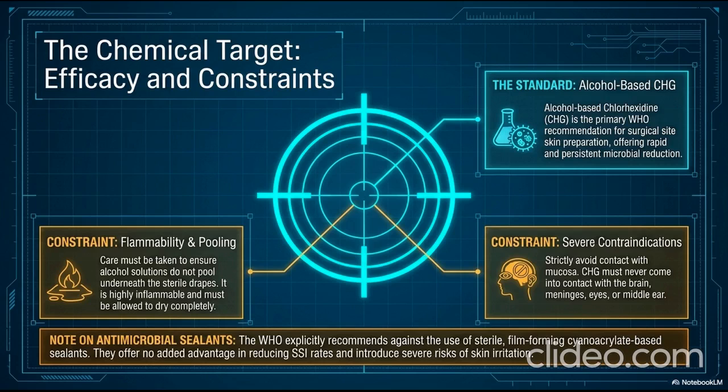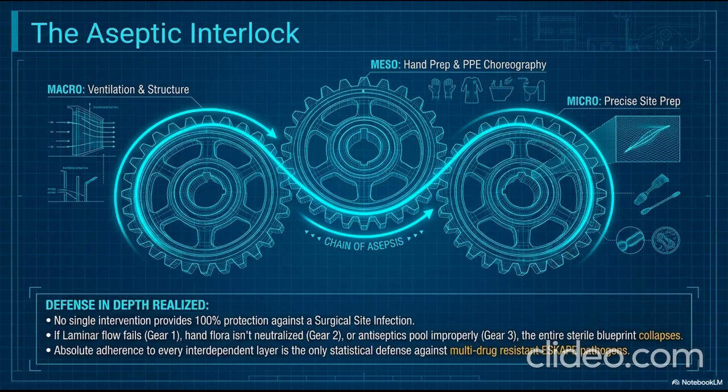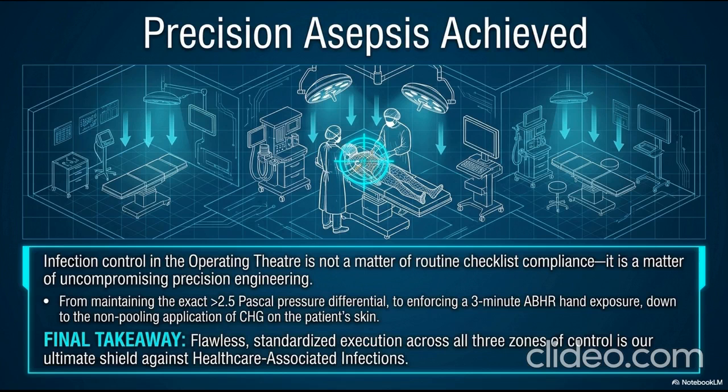Slide 13. Precision asepsis achieved. In conclusion, infection control in the operating theater is not a matter of routine checklist compliance, but a matter of uncompromising precision engineering. From maintaining the exact pressure differentials to enforcing the required hand exposure times and non-pooling antiseptic applications, every detail counts. Our ultimate shield against healthcare-associated infections is the flawless, standardized execution across all 3 zones of control.